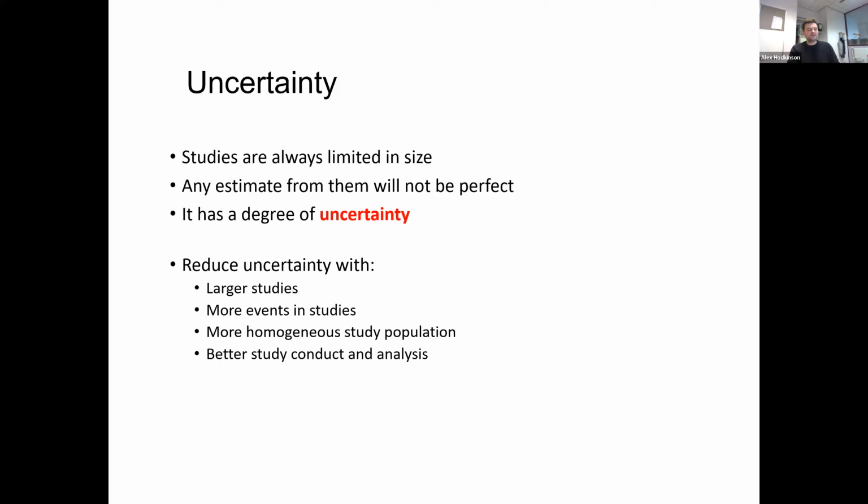To reduce uncertainty in an ideal world, we would obviously recruit more patients and have larger randomized controlled trials. We'd have more events in the study, so we can look at multiple events, and we'd have a more homogeneous study population that are very similar at baseline. And the conduct and the analysis of the studies would be done to a higher degree. So they've used similar statistical methods to analyze the outcome data, and they've also recruited and randomized patients into the study in a similar fashion. But that's obviously not always the case, and we can't be privy to that being the case.